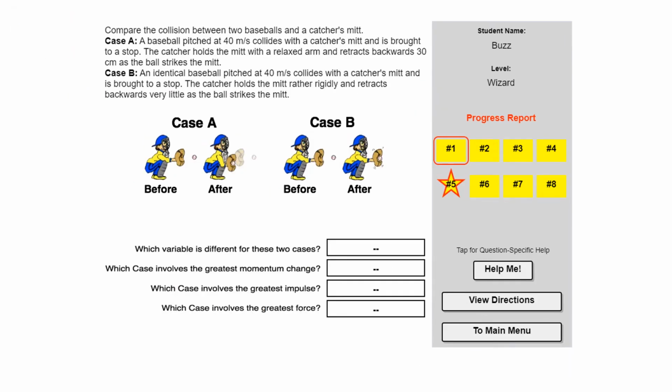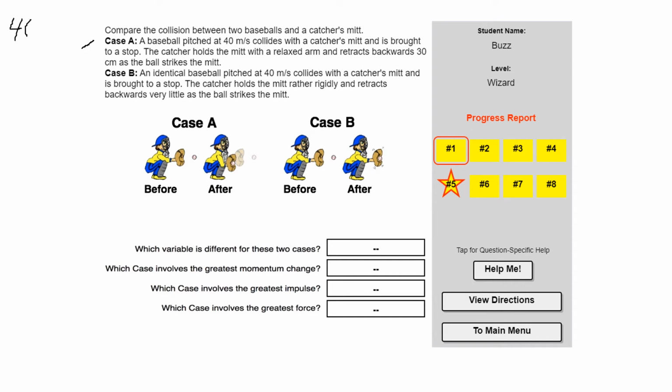Now, these are the questions that I believe are going to give you guys nightmares. We've got like pig level problems going on now. It says, compare the collision between the two baseballs and a catcher's mitt. So I'm going to read case A. Case A says, a baseball is pitched at 40 meters per second and collides with a catcher's mitt and is brought to a stop. Okay, so it starts from 40.